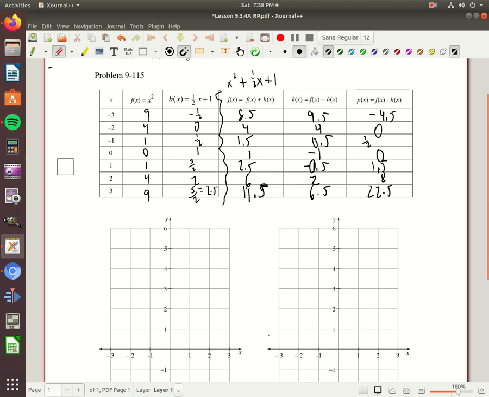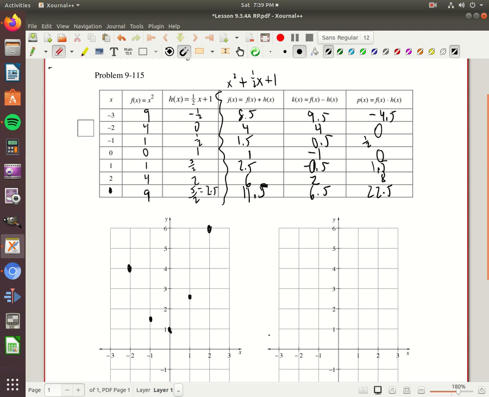Now it's asking us to graph this stuff. So let's see here. At negative 3, I get 8.5. So this one we'll graph j of x. At negative 3, I get 8.5. That would be somewhere up here off the list. At negative 2, I get 4. At negative 1, I get 1.5. At 0, I get 1. I'm sorry, yeah, at 0, I get 1. At 1, I get 2.5. At 2, I get 6. What am I talking about there?